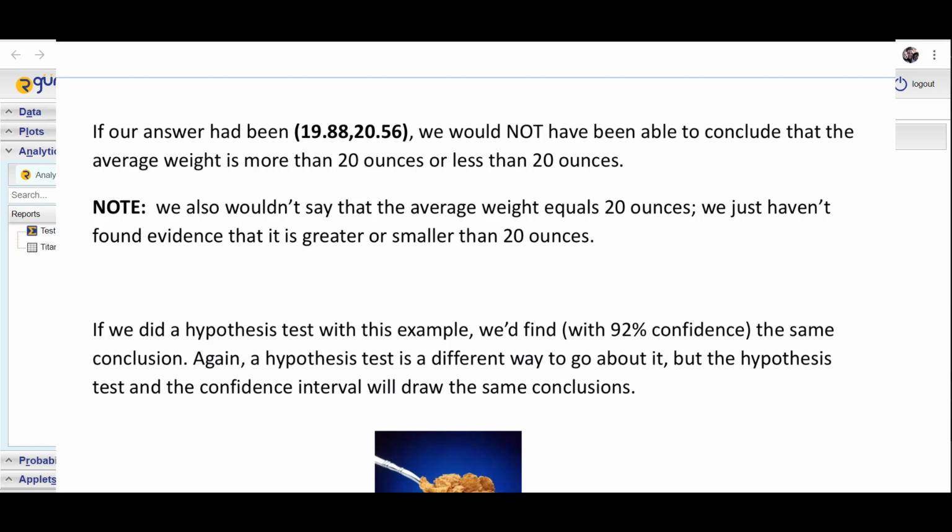So the only thing we can say again is if we can't prove that it's less than, greater than, or not equal to, we just say we don't have enough evidence to show that it's greater than, less than, or not equal to.